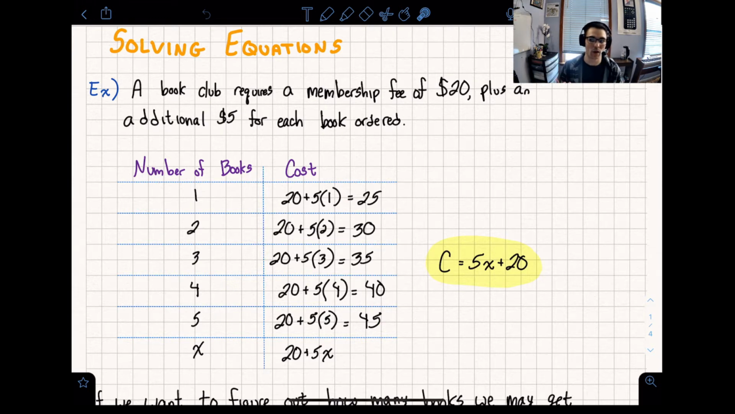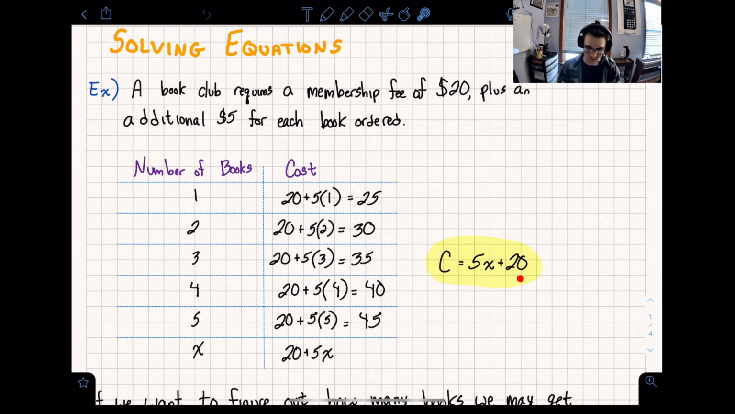So now, from this we can come up with what we call a general equation. A general equation is an equation that utilizes variables that we can apply to any number, but we must be specific about that number. When we're not specific about that number, we call that number our variable. So when we have x books, an unknown number of books, our general equation is 20 plus 5x, 5 dollars per our x number of books.